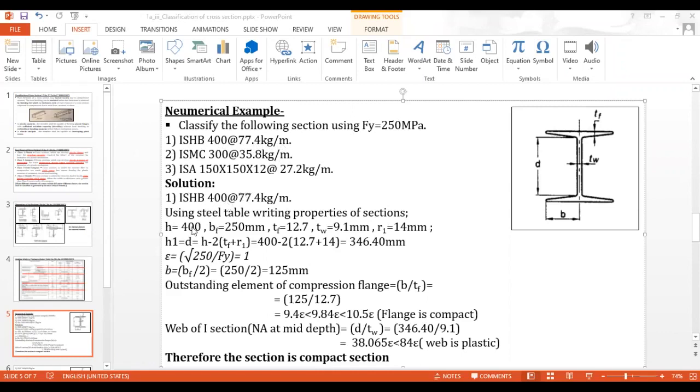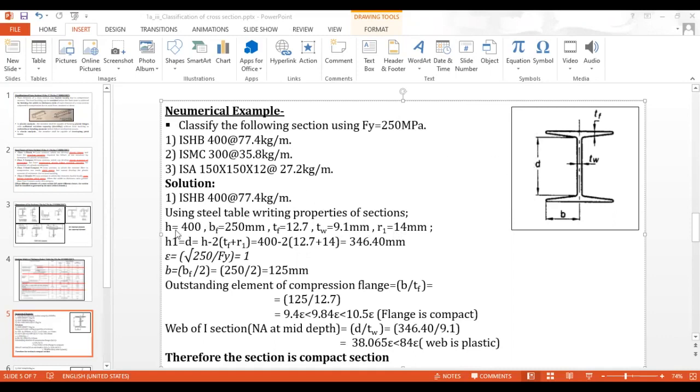Now, we have to write down the steel table properties. From the steel table, the properties of the section: H, that is the depth of the section, equals 400. BF, which is nothing but the width of the flange, is 250 mm. TF, the thickness of the flanges, is 12.7 mm. TW is the thickness of the web, which equals 9.1 mm. R1 is the root radius, which equals 14 mm. Now we have to calculate the small d.